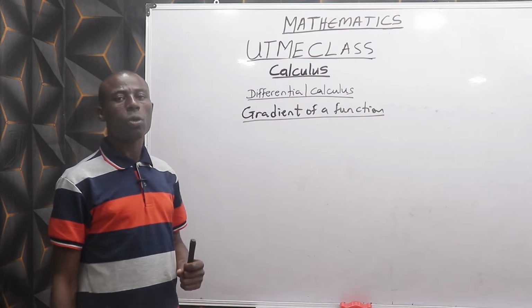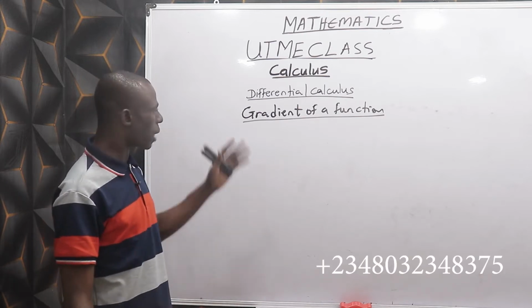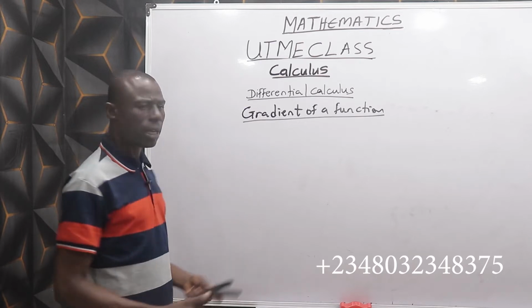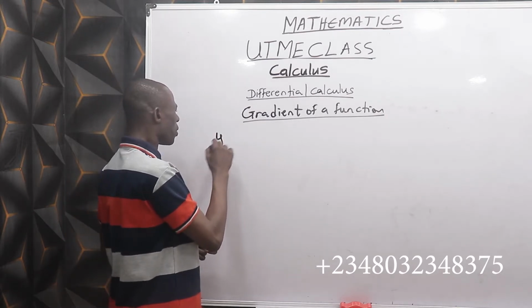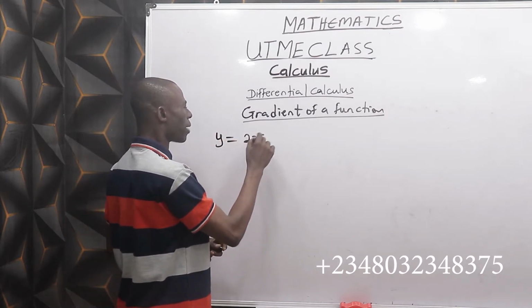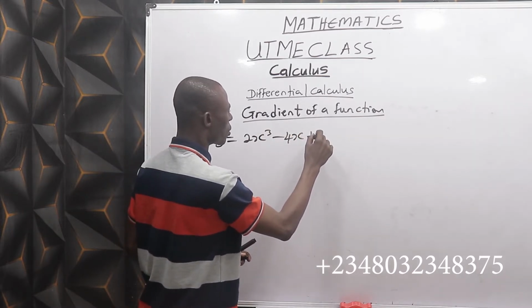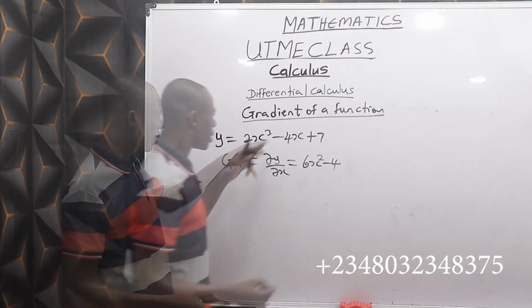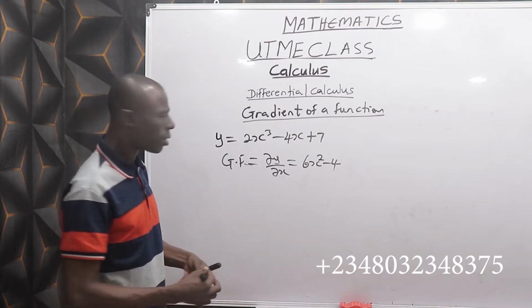We now come to another aspect under differential calculus, which I call the gradient of a function. What is the gradient of a function? Given that y equals 2x raised to the power 3 minus 4x plus 7, the gradient function is dy/dx, which is 6x squared minus 4. That is the gradient function.